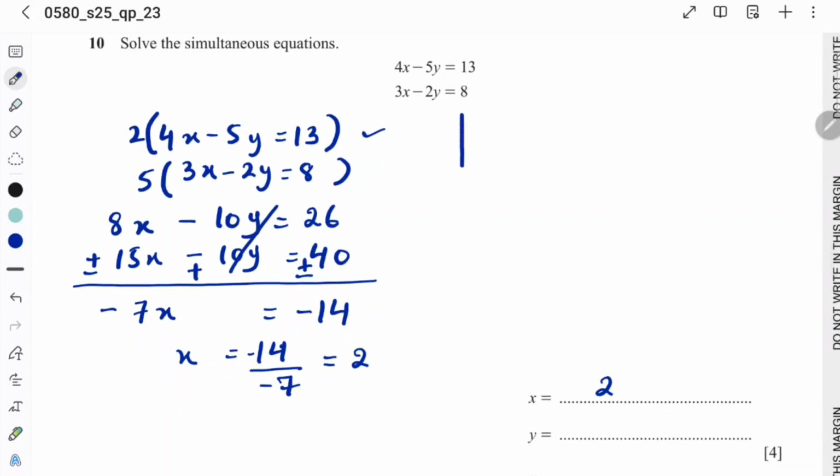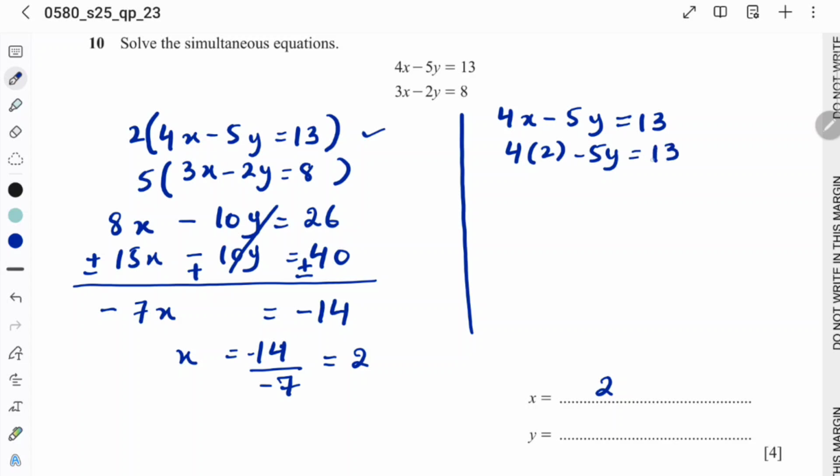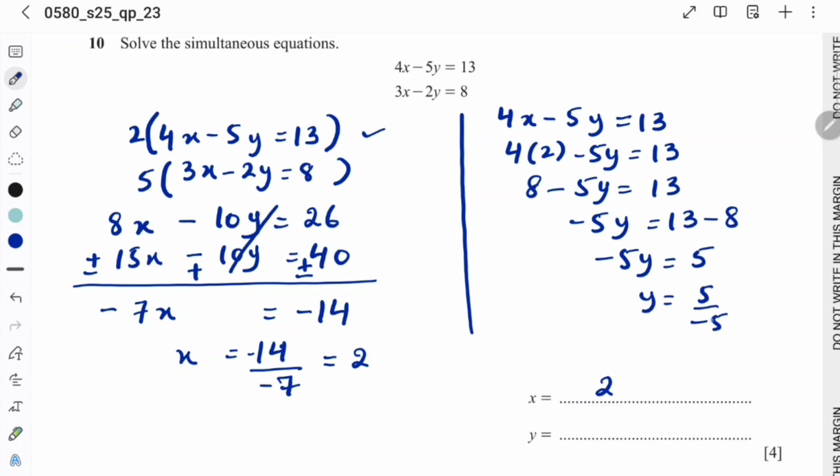Now we are going to find out the value of y. Substitute in any of the equations. For example, if I'm substituting the first one, 4x minus 5y equals 13, and 4 times 2 minus 5y equals 13. 8 minus 5y equals 13. 8 is positive, it will be negative there. Minus 5y equals 13 minus 8, which is 5. Minus 5y equals 5, then y equals 5 over minus 5, that is equal to minus 1.